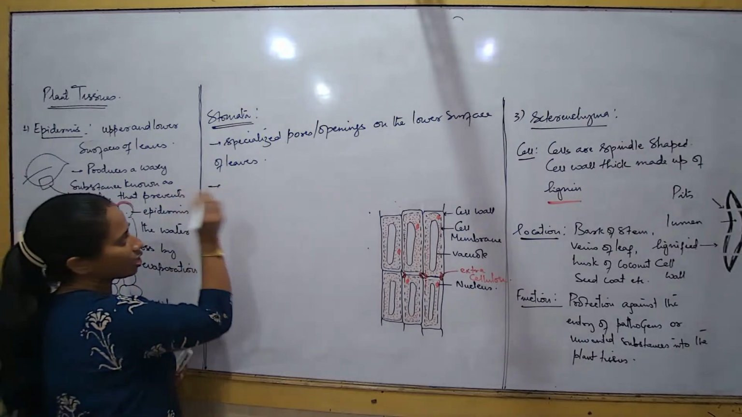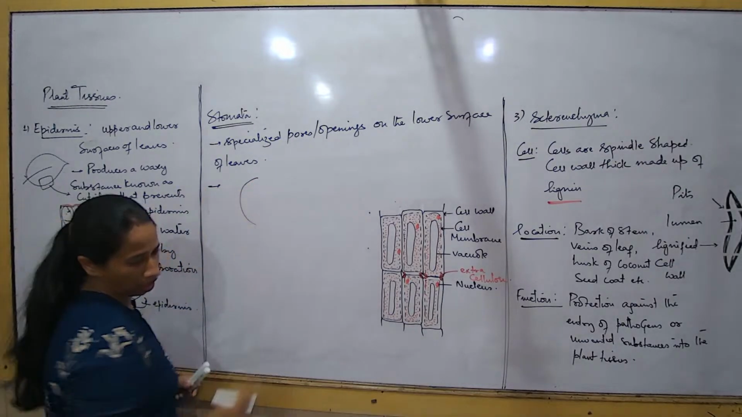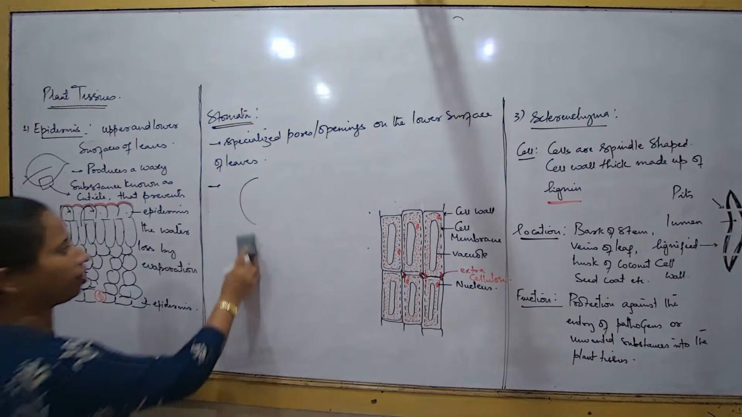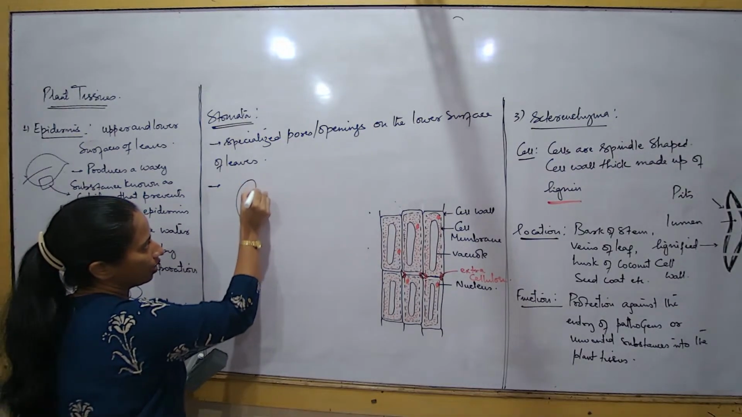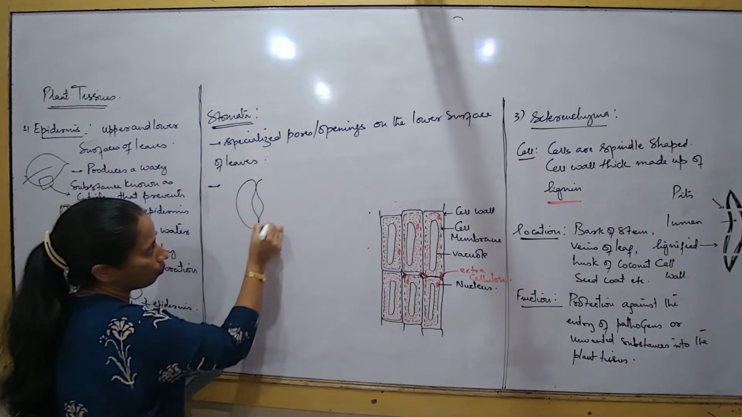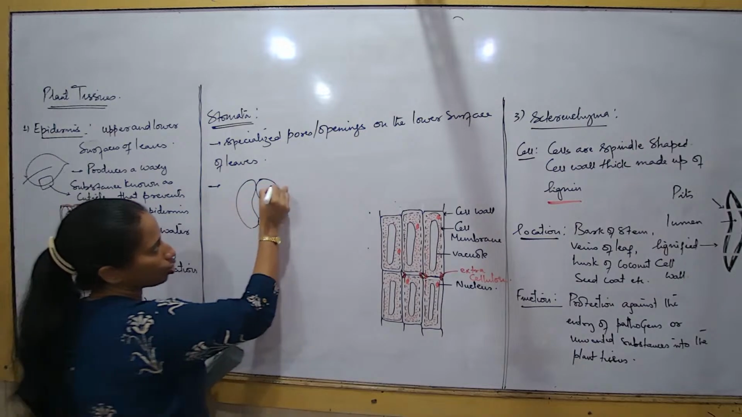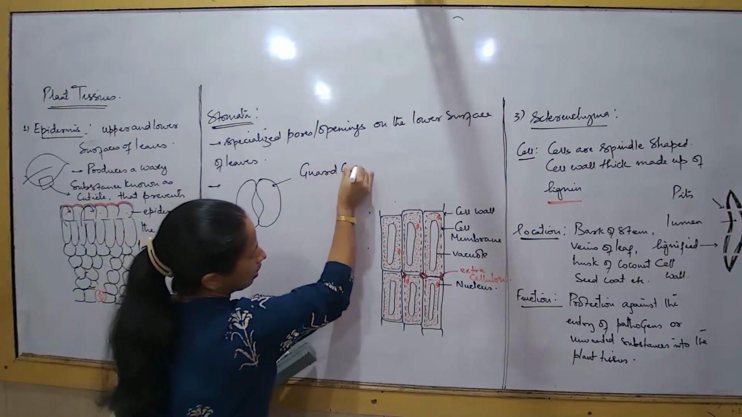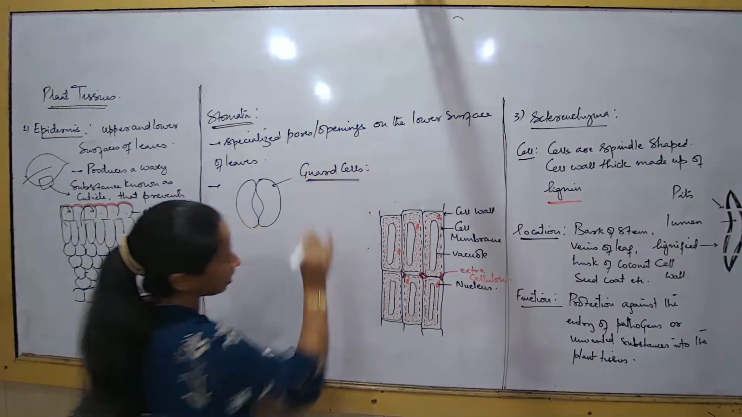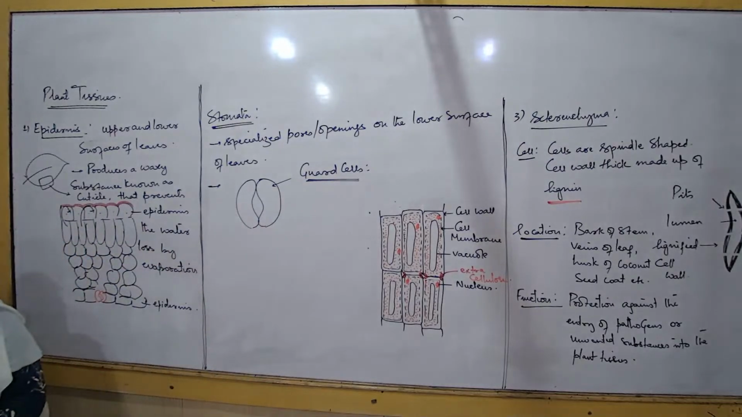What are their cells known as? How would this stomata actually look like? If you have to draw the detailed structure of the stomata, how would it look? They are just made up of two bean-shaped cells like this. What are these bean-shaped cells known as? These are known as the guard cells. These are the cells of the stomata.